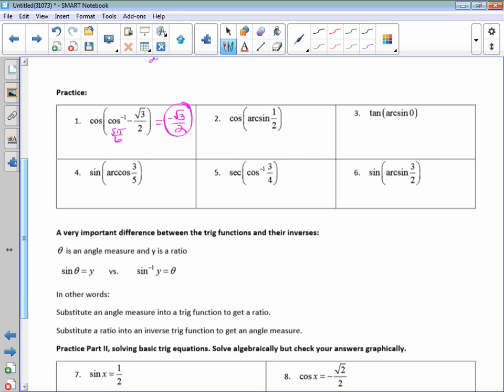So let's try the second one here. Start on the inside. What is the arc sine of 1/2? Pi over 6. And what is the cosine of pi over 6?